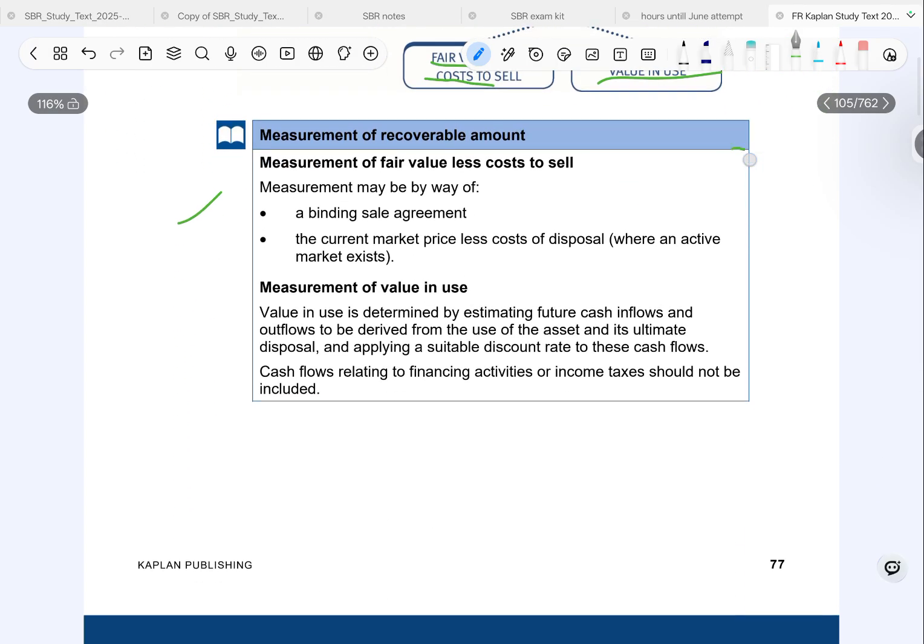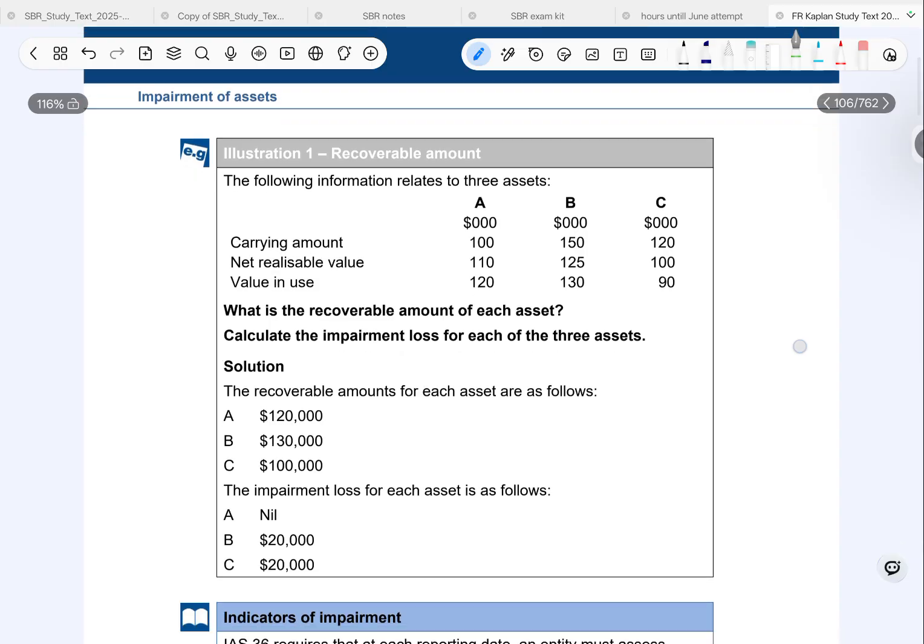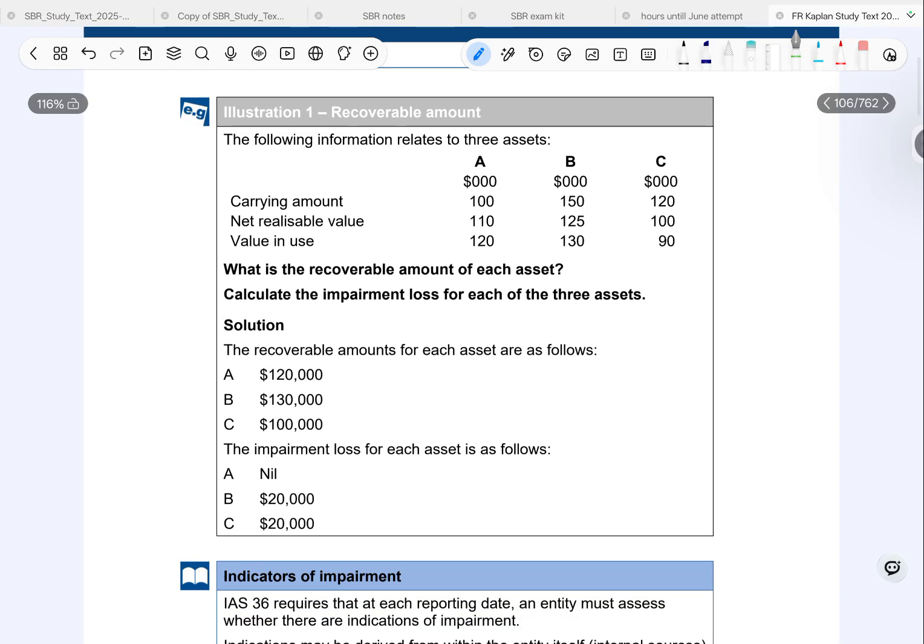So that's what it states over here too. Okay, let's solve this example. The following information relates to three assets. The carrying amount is 100, NRV is this, and value in use is this. What is the recoverable amount of each asset? This is very simple. We just have to recognize which is the higher of. So which is higher, NRV or value in use? Value in use is higher.